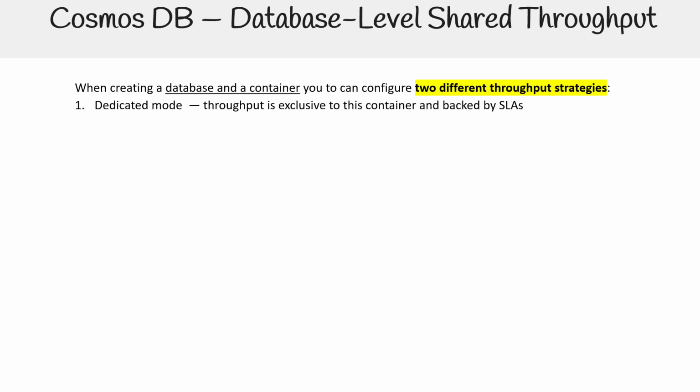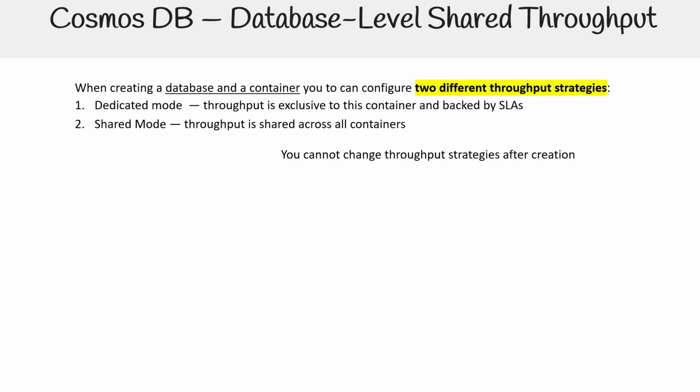So for dedicated mode, throughput is exclusive to this container and backed by SLAs. For shared throughput or shared mode, the throughput is shared across all your containers. You cannot change throughput strategies after creation, so you have to choose wisely. And to switch throughput strategies, you basically just have to create a new container and migrate that data over.